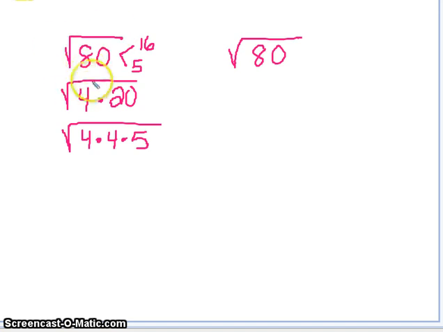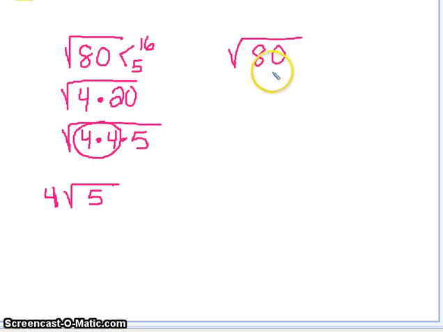So the reason I started with 4 is because I knew 4 went into 80. But once I divided by 4 one more time, I can see that 20 is still divisible by a perfect square. So I have to take that other 4 out. Well, since I have 2 under here, then that is going to give me 4 on the outside and the square root of 5.